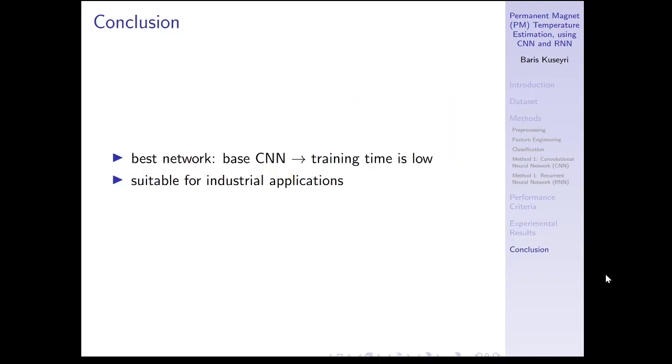Overall, the best network is the base convolutional neural network mentioned previously. This is due to the fact that this network's training time is significantly lower than the other networks. Each of the networks showed promising results in terms of R-squared scores. So the results suggest that this method for estimating the permanent magnet temperature is suitable for industrial applications. Thank you for listening to me.